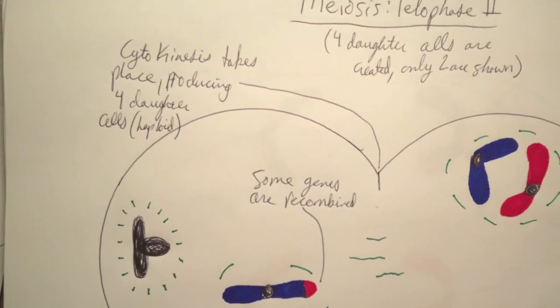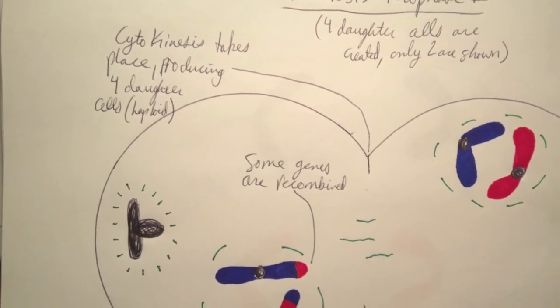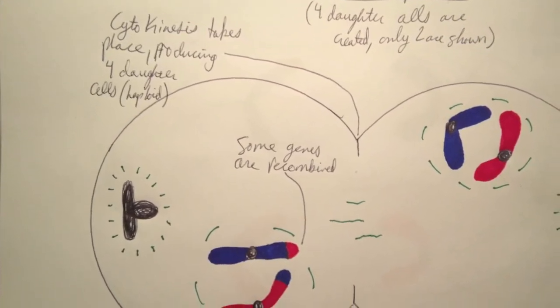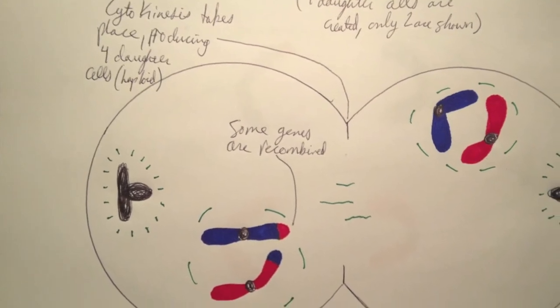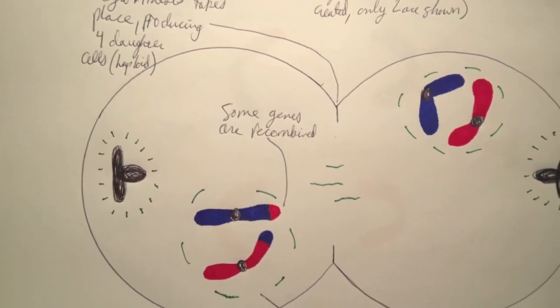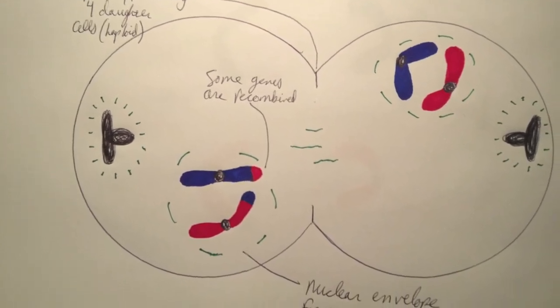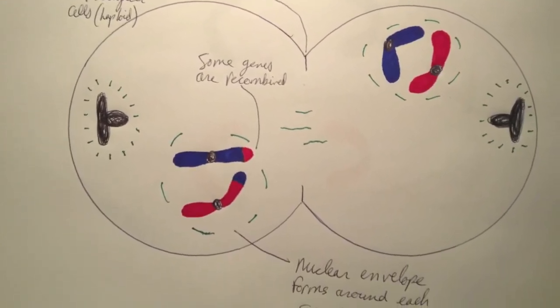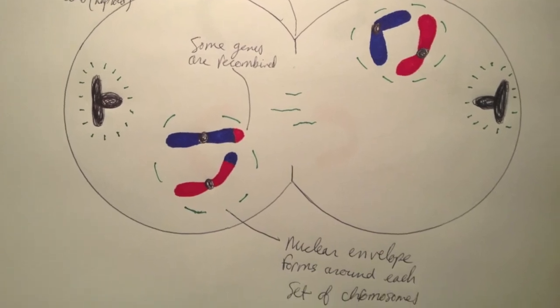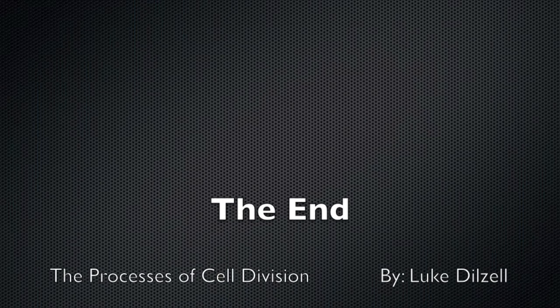Finally, there is telophase 2, in which the nuclear envelope forms around each set of chromosomes. This is followed by cytokinesis, and eventually the production of four daughter cells with haploid sets of chromosomes. The final result is a set of four daughter cells, each with haploid sets of chromosomes that are all genetically unique.